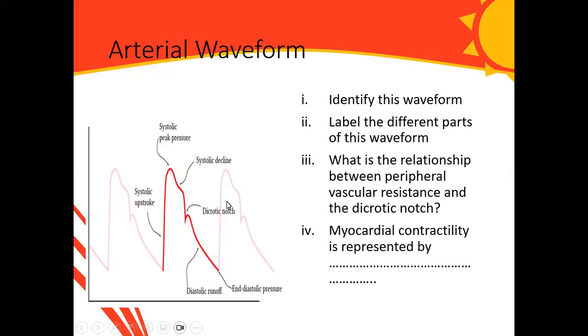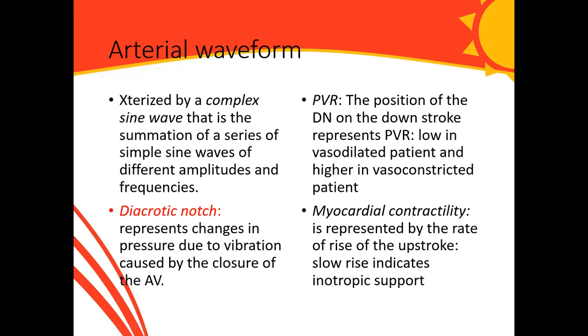Okay, these are popular exam questions. I can ask you to draw this without all this labeling and ask you to identify this waveform, and ask you to label the different parts of the waveform. And I may ask you, all right, under this arterial waveform, to give me the relationship between peripheral vascular resistance and the dicrotic notch. And the fourth question under this may be, myocardial contractility is represented by what? All right. So these are very familiar questions, and it's good for you to familiarize yourself with them.